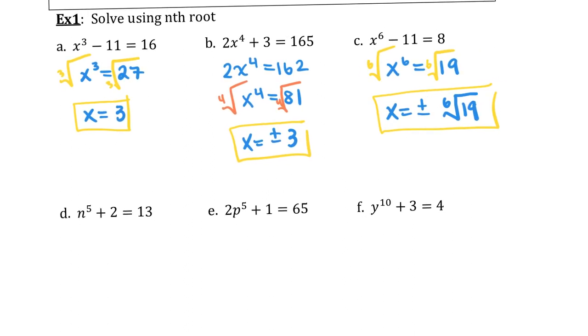Going, n to the fifth plus 2. Let me minus the 2. n to the fifth equals 13 minus 2, 11. Okay, to cancel the fifth power, I'm going to do a fifth root.